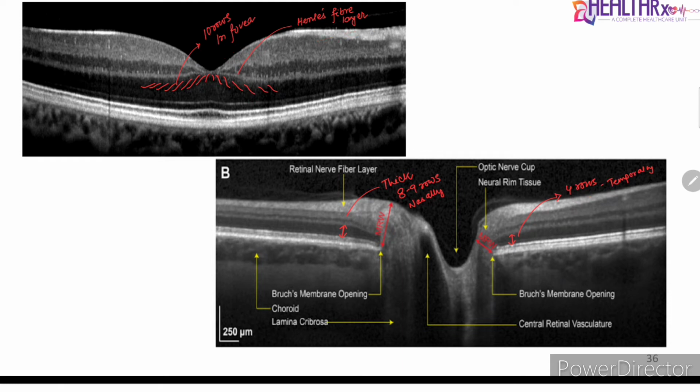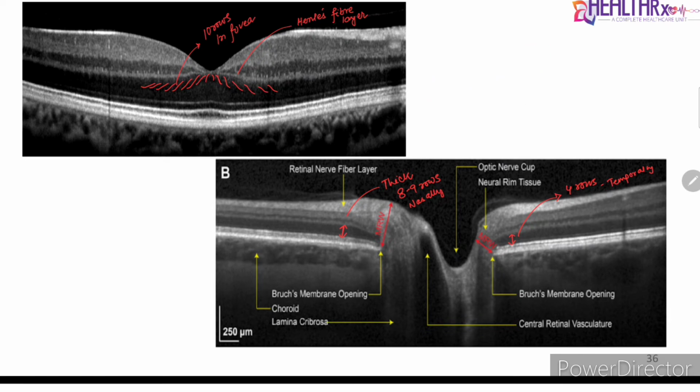Macular star follows the radial pattern of the exudates, and it is an important structure in retinovascular disease. The intraretinal fluid or the retinal cysts are formed in front of the Henle's fiber layer.